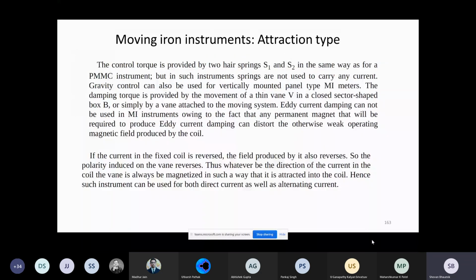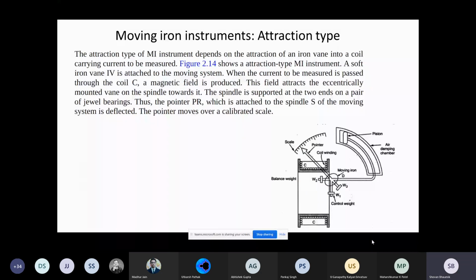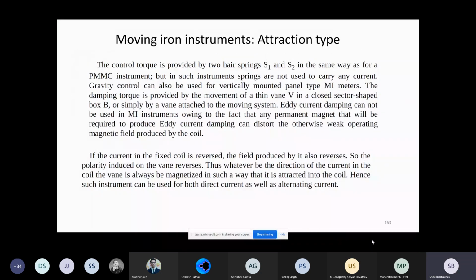So its operation is very simple. The deflecting torque will be provided by the magnetic field, which attracts the iron vein. The controlling torque will be provided by the two hairsprings. Here it is not shown in the figure, but the hairsprings will be there, similar to the PMMC instrument. But one main difference is that in the PMMC instrument, the hairspring itself is carrying the current, but here the hairspring will not carry the current.